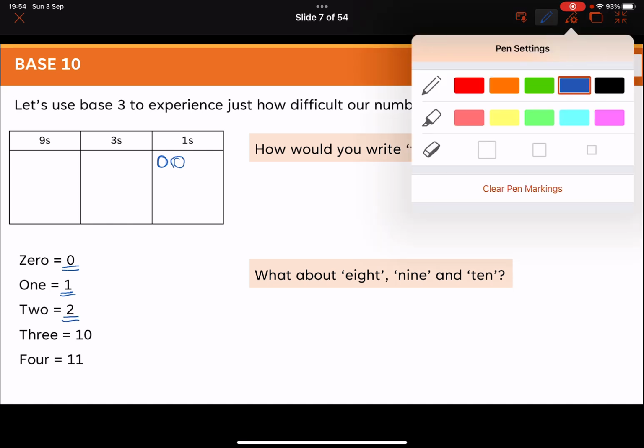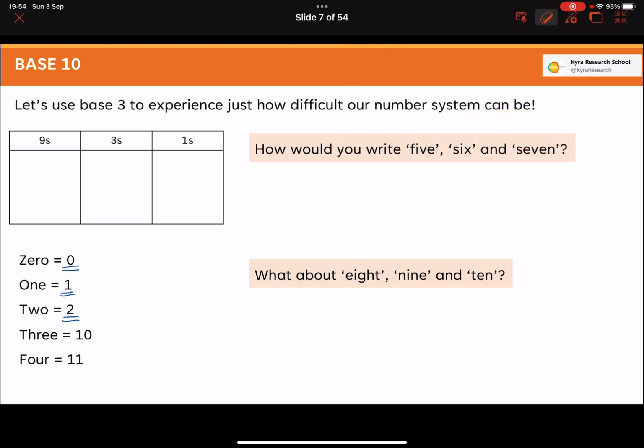Now this is where it starts to get a little bit trickier, and this is the understanding that you really need to realise how difficult it can be for those children. Because now to write the number 3 using our base 3 system, I need 1 3's counter and no 1's counter. So the number 3 is written as a 1 0, a 10 in our number system if you like. And the number 4 would be made up of a 3's counter and a 1's counter, making the number 11.